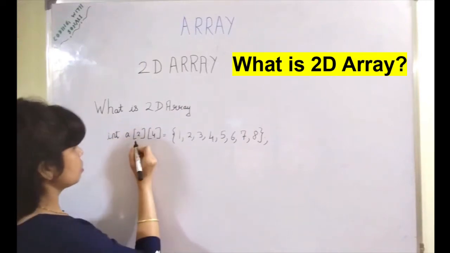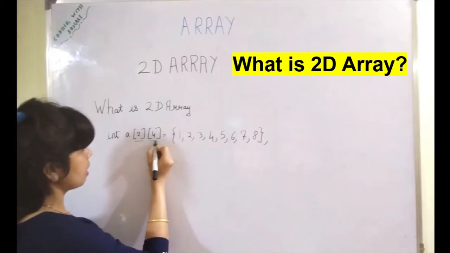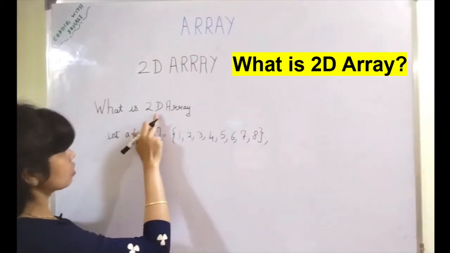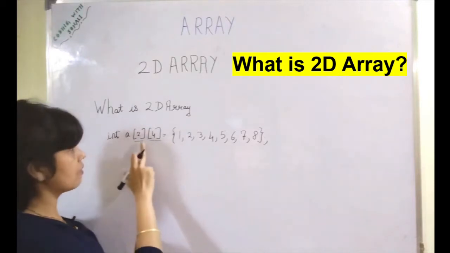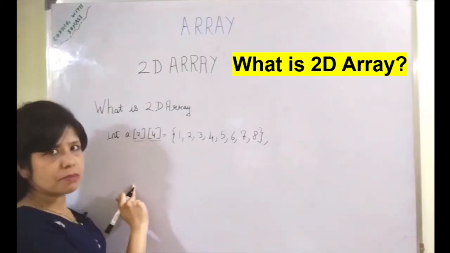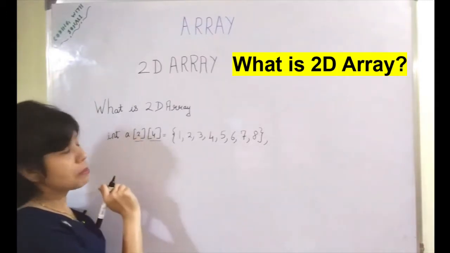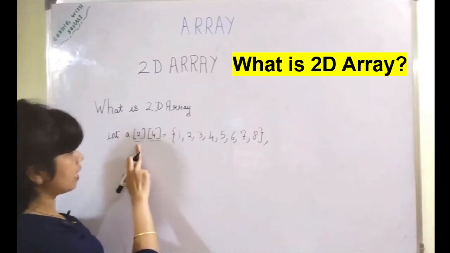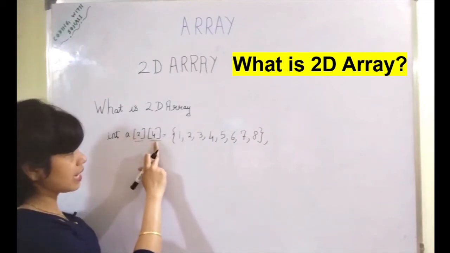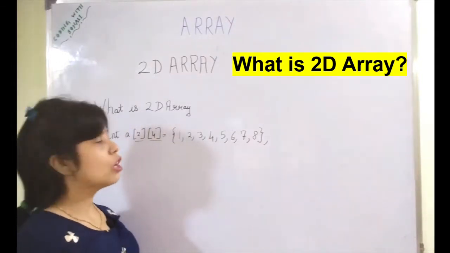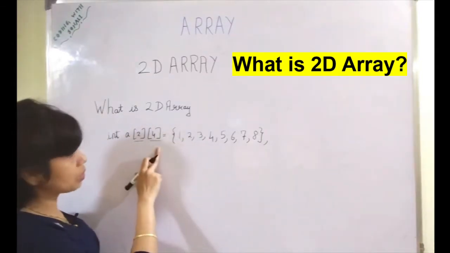Then the two subscripts. You can see here there is one subscript and here there is a second subscript. That is the reason it is called a 2D array, because it has two dimensions, two sizes. So what is the first subscript? The first subscript represents how many rows you want in your 2D array, that is this one. And the second subscript represents how many columns you want when you create a 2D array.